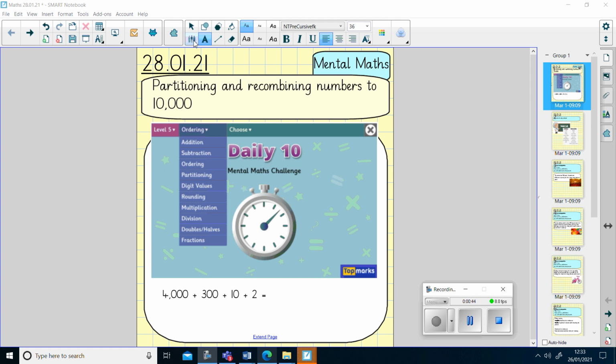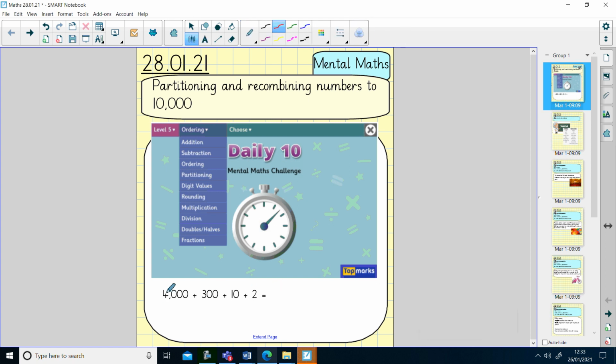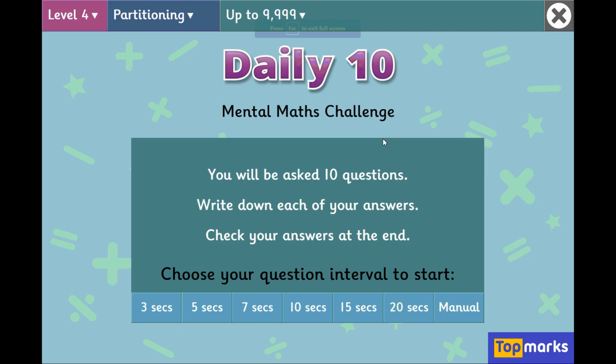Okay, so what we would have to do is we would take the 4,000, the 300, the 10 and the 2 ones to make the number 4,312. What you need to do is make sure you've got a pencil and a piece of paper so that you're ready to start the game. So you're going to be asked 10 questions. I'll read the question to you. You need to write down your answer and then we'll check them at the end.